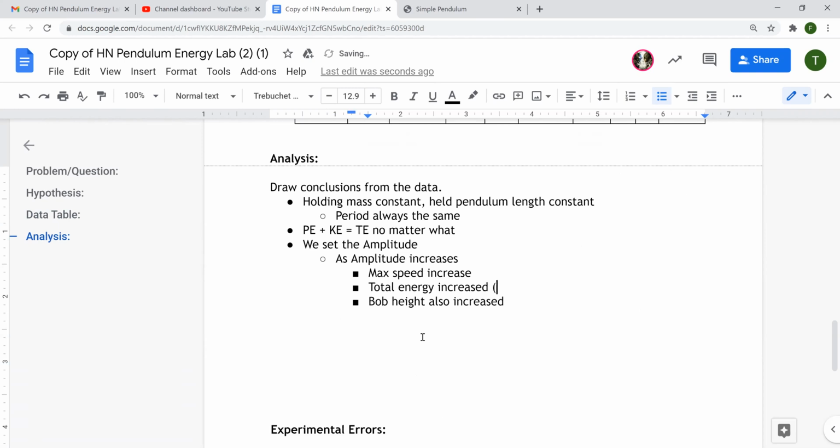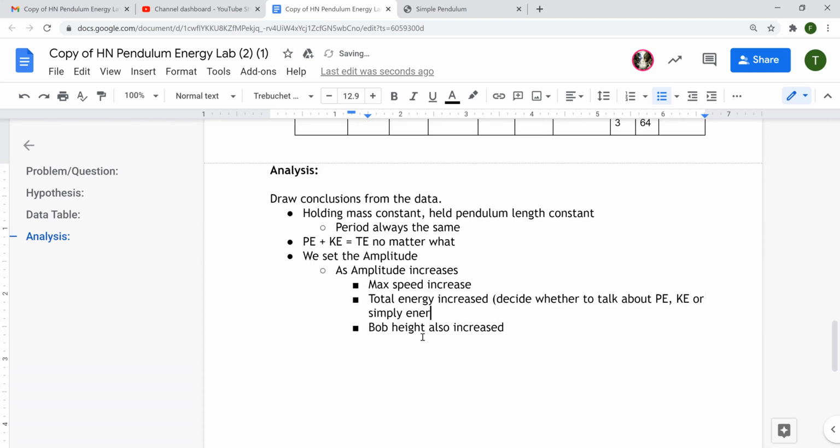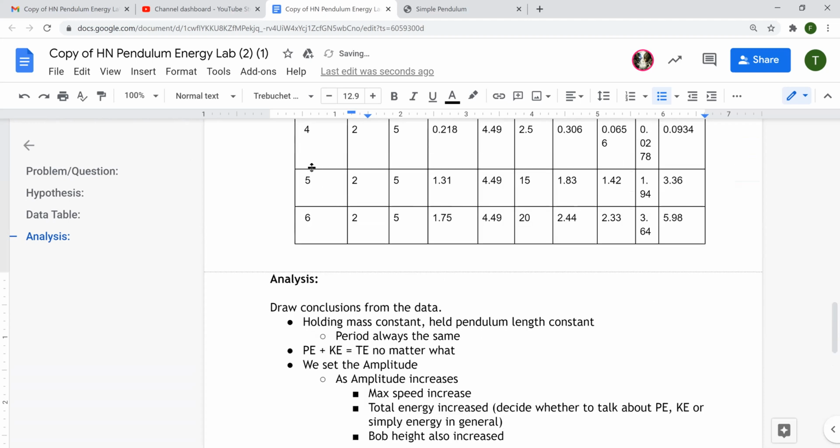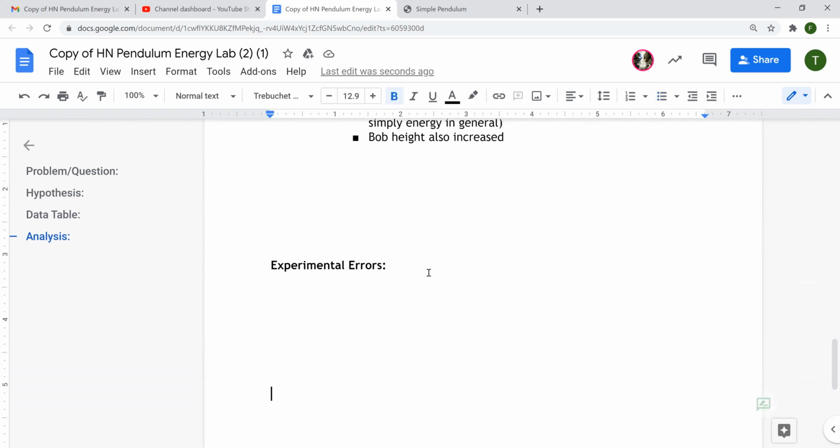So you can leave this up to yourself. You don't want to. You can decide whether to talk about potential energy, kinetic energy, or simply energy in general. All right. Okay, so errors.